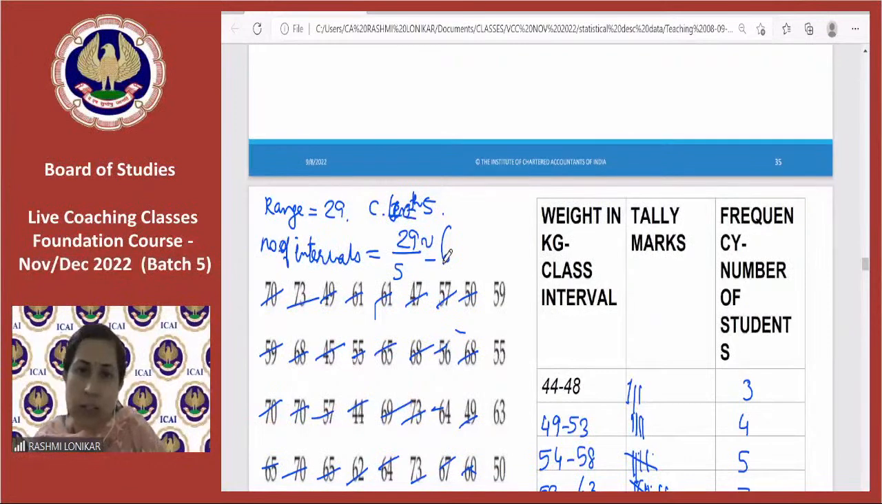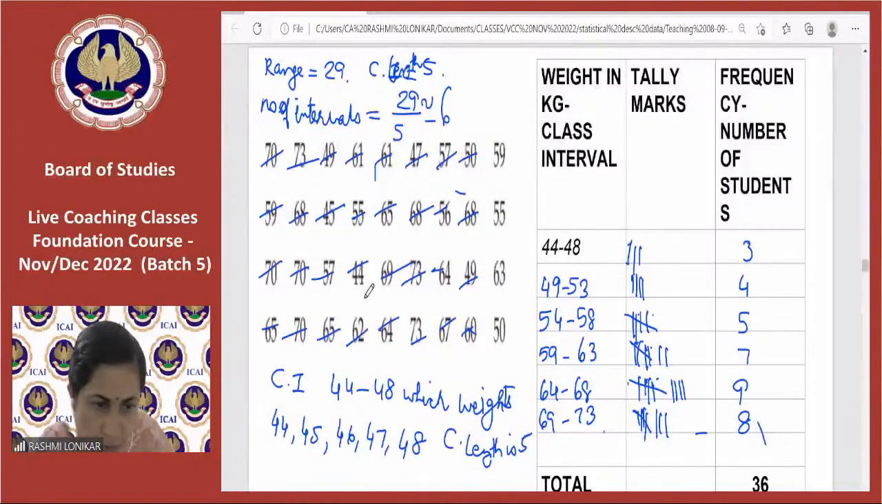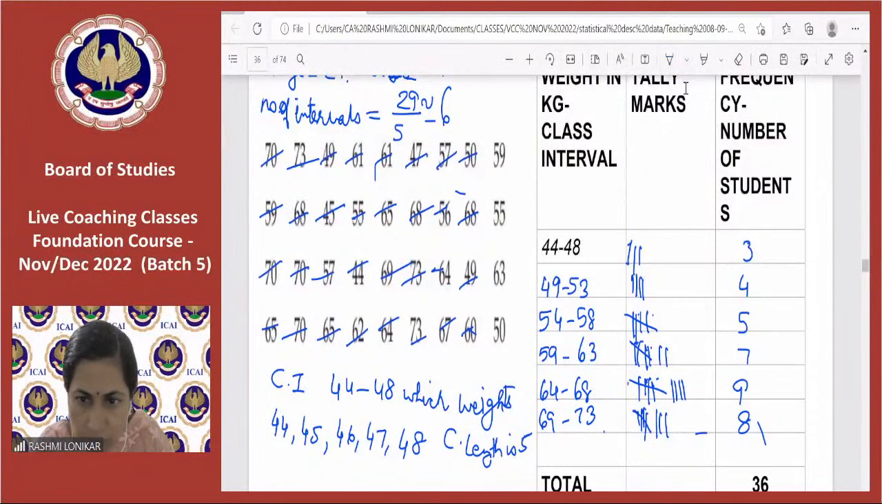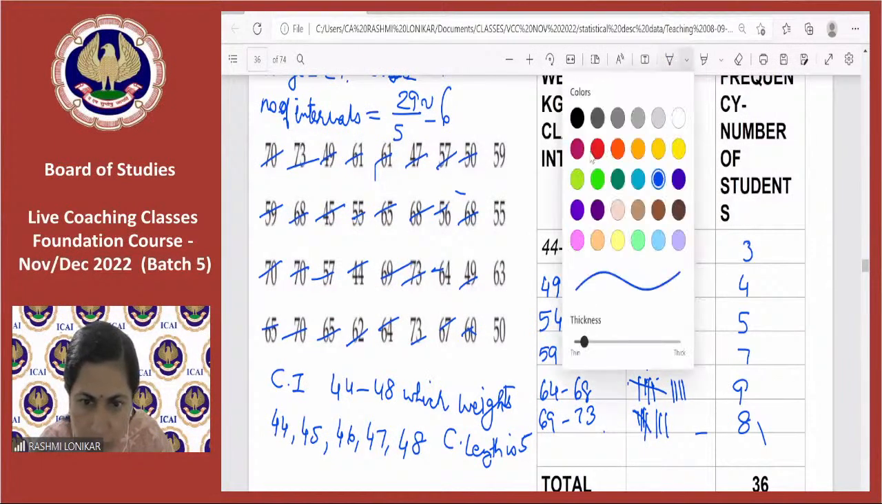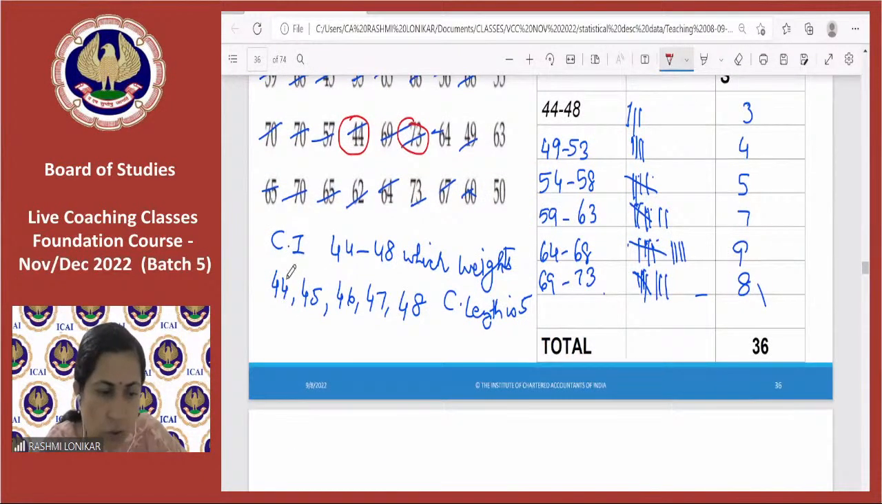Now where do I start? I start from the smallest number. What is the smallest number? 44. Okay, smallest number is 44. This is my smallest number and this is my largest number, but I begin with the smallest number. So my smallest number is 44. So I need to form the class interval. I took the smallest number. Zeba, I hope you're paying attention.